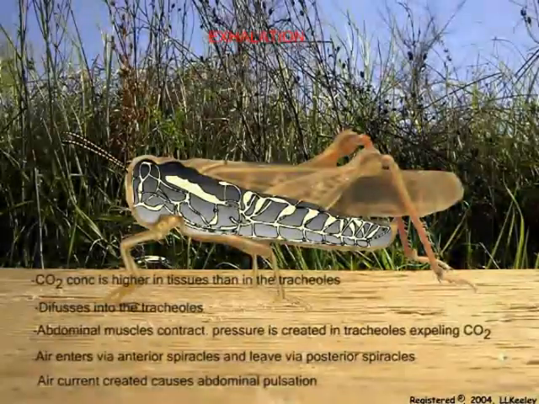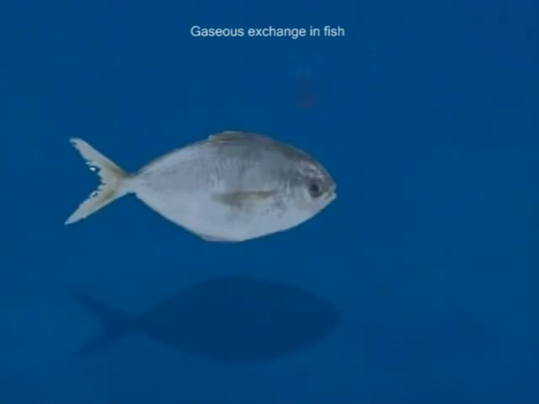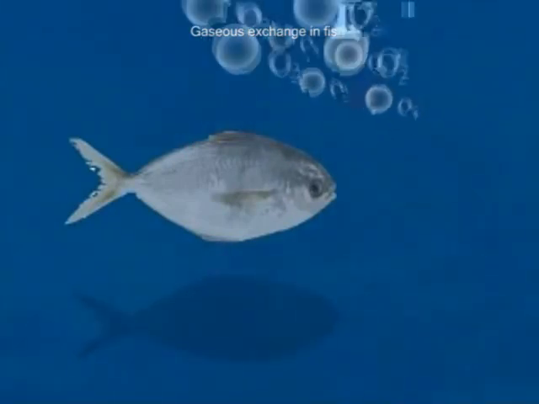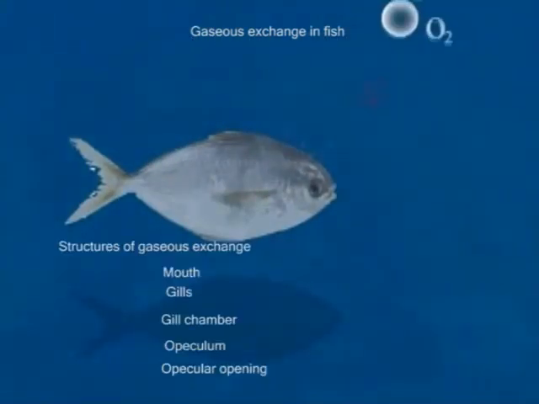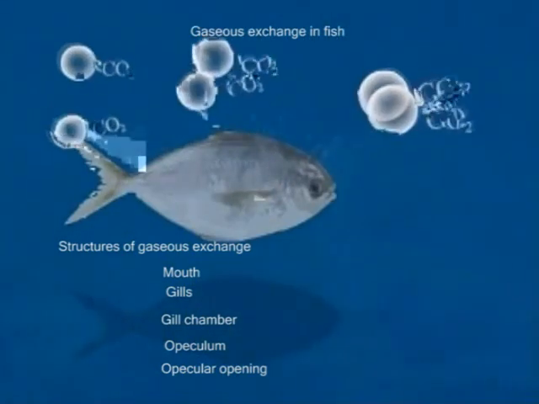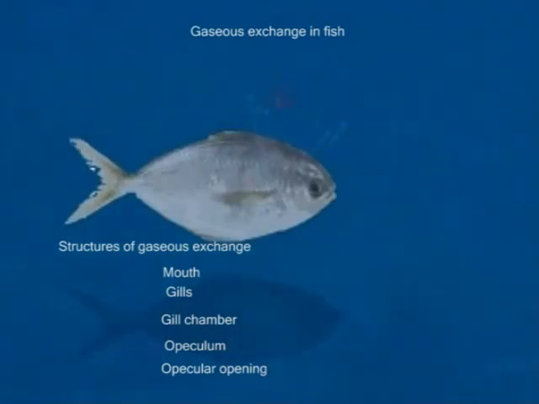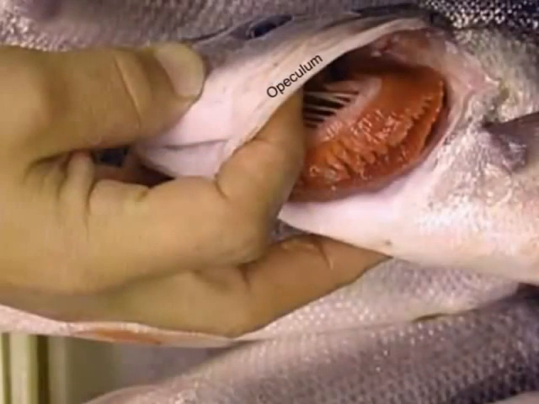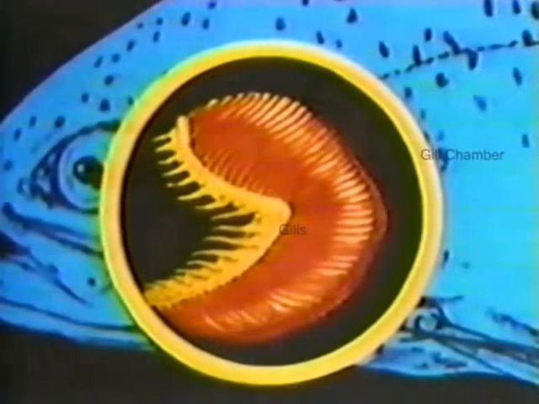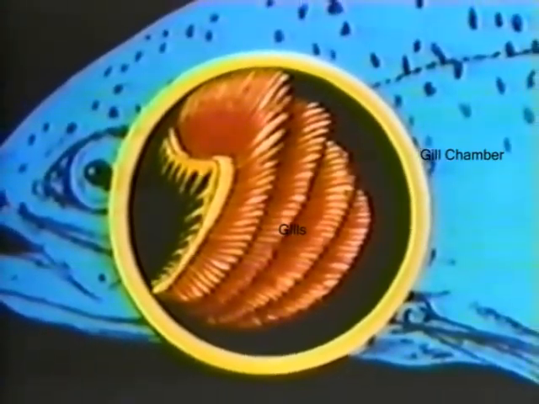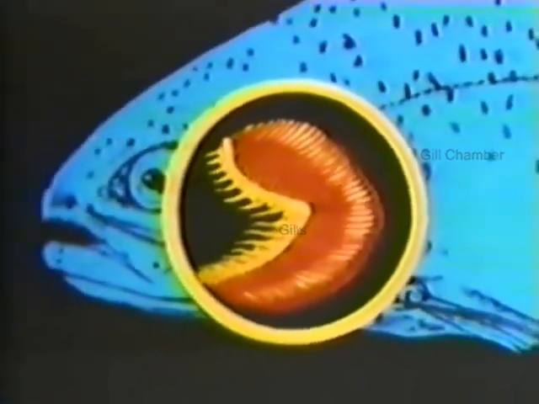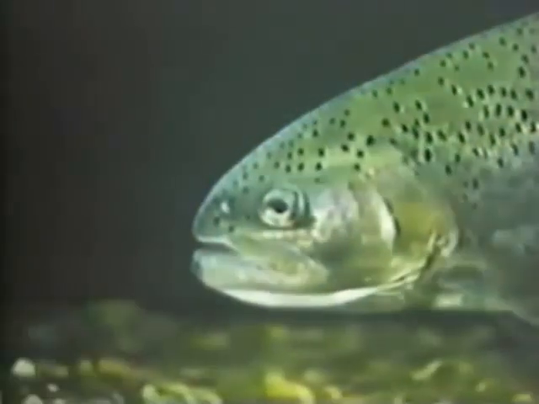Well, next is gaseous exchange in fish. A bony fish like tilapia lives in water. It obtains oxygen and releases carbon dioxide to the same water. The structures of gaseous exchange in fish include the mouth, gills, gill chamber, operculum, and the opercular opening. The operculum is a bony structure that covers the gills from outside. The gill chamber contains gills, 4 on either side of the head of the fish. On the inner side of the gills is the pharynx. Water flows from the mouth to the buccal cavity, the pharynx, gill chamber, and out through the opercular opening.